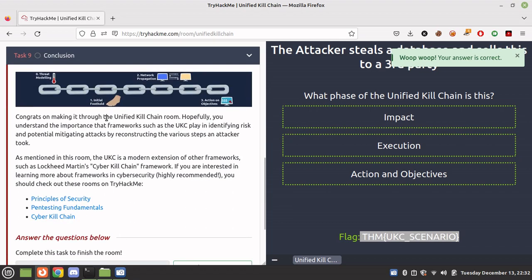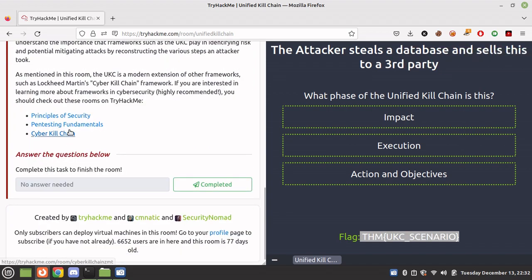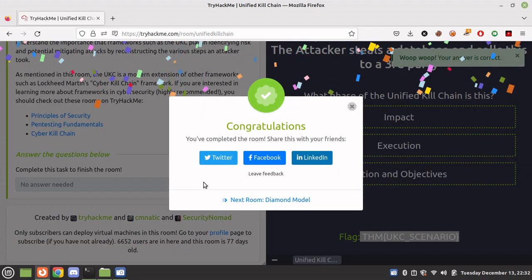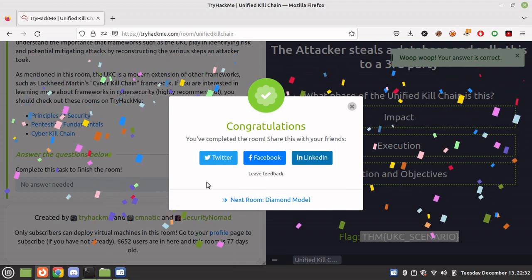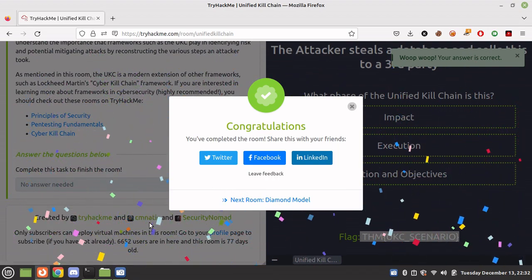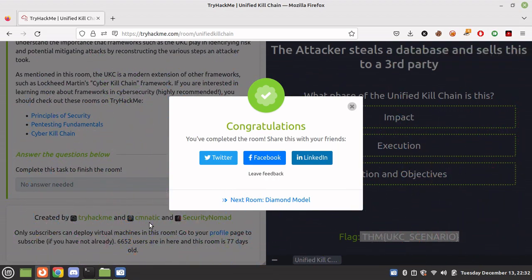So here we are. Congratulations on making it through the Unified Kill Chain. Basically, now you can complete the pen testing fundamentals, principles of security, and cyber kill chain. But I will recommend playing the cyber kill chain before you complete this. There we go. Next we'll complete the Diamond Model, and then we'll cover MITRE. So it's all about frameworks now, and then we'll go for some firewalls and IDS and IPS.